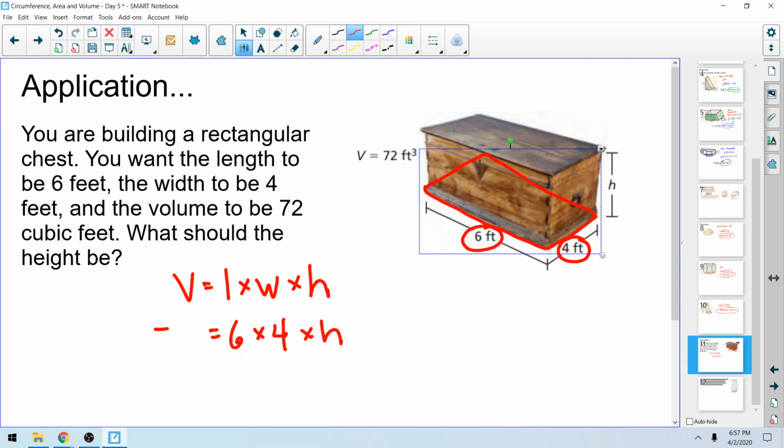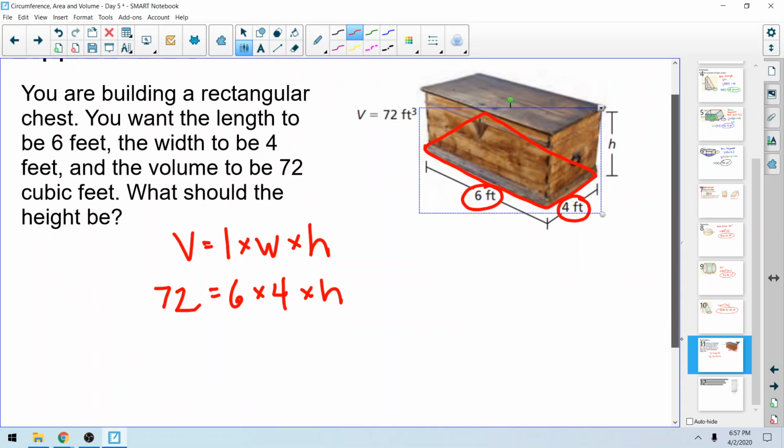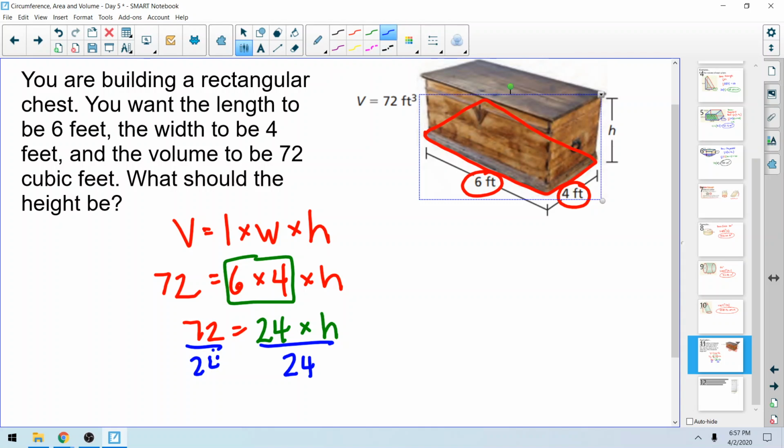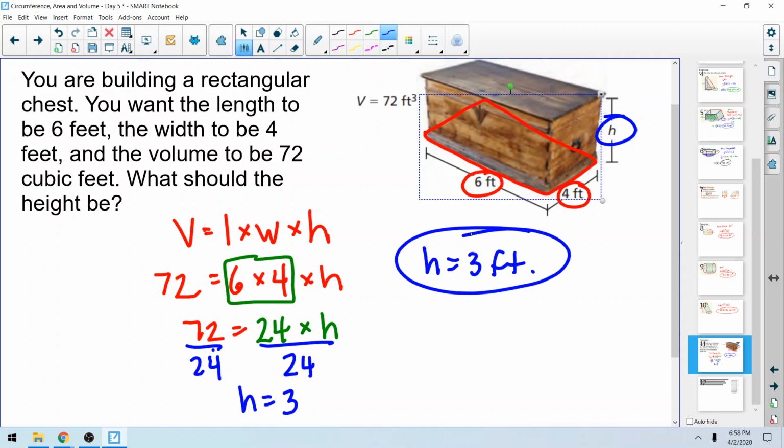Well, we do know the volume. It's 72. So now we just have to simplify this to try to figure out what our height is. So I'm going to take 6 times 4, which is 24. So we're going to have 72 equals 24 times our height. If I want to get height by itself, I'm going to divide both sides by 24. So 72 divided by 24 is 3. So I know the height of the chest must be 3 feet.